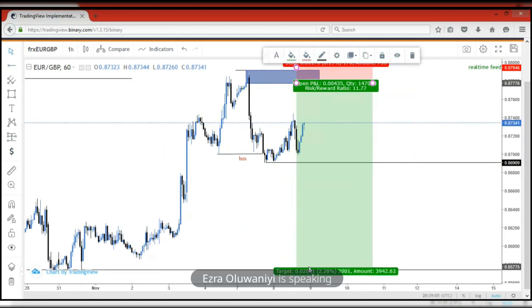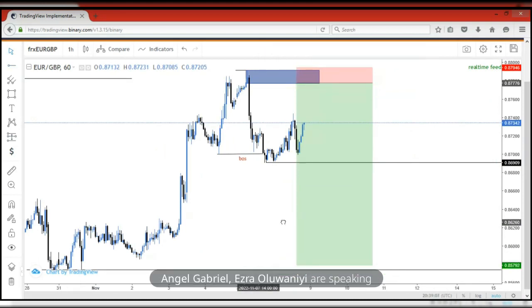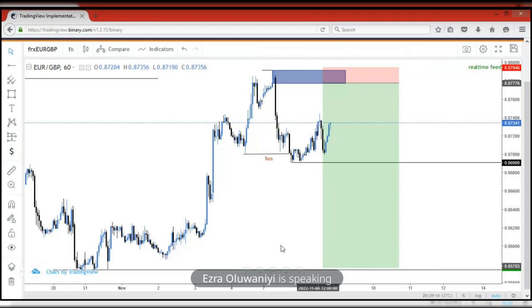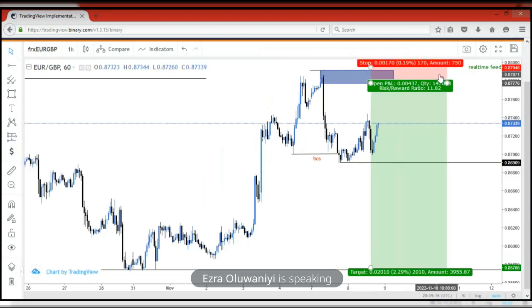This is where price should come to. So that's where I'm targeting. That's where I will take my final TP. But my first TP will be here. Then my last TP will be on this daily. Is that clear, please?